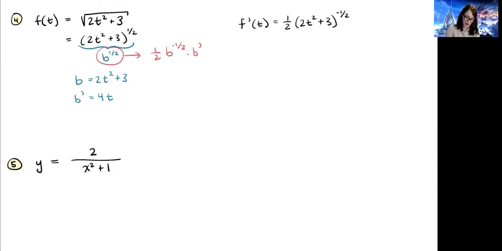Then we have to multiply, going in one step to the baby, or right, this is the mother that we differentiated, and now the baby is the base. We have to differentiate that. Right, we found that the derivative of that is 4t, so this will all be multiplied by 4t. Now simplifying this, we probably want to get rid of the negative power. So let's see what we have.